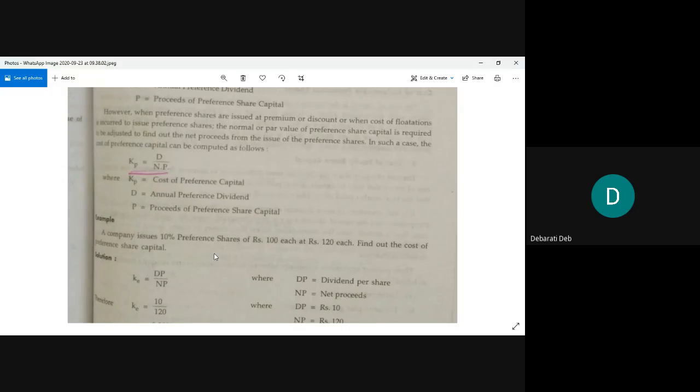Write down the formula. This should not be KE, this should be KP. KP equals D by NP. Then you calculate NP. It is given, no need to calculate. Instead of D, you will write the dividend amount, that is 10% of 100, that means 10, divided by 120, which is your net proceeds. So 10 by 120 is going to be your easy answer. Calculate and tell me when you are done.